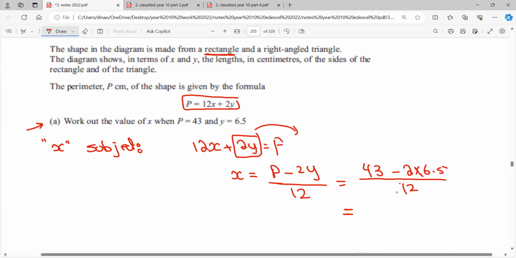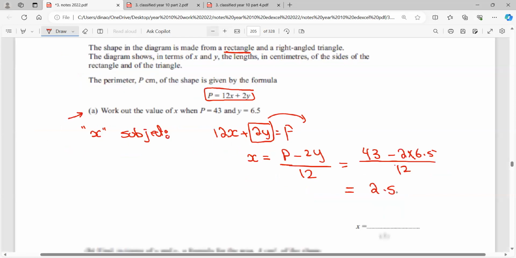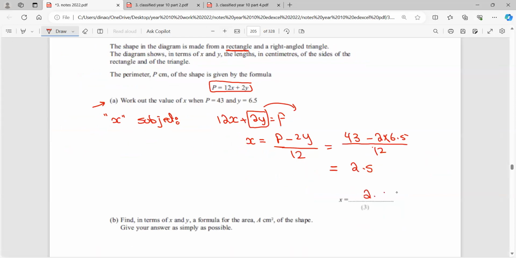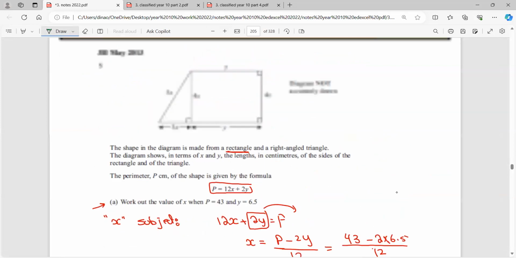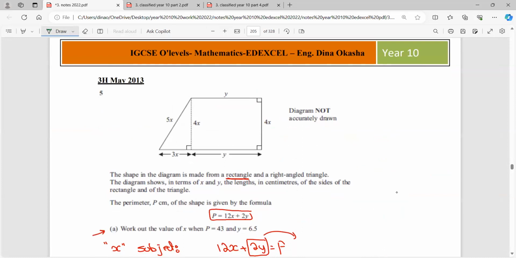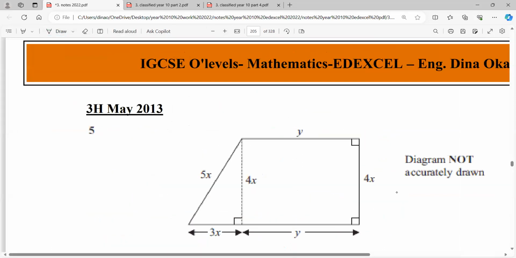43 minus 2 times 6.5, over 12. And then I will get an x value of 2.5. And please, guys, always remember to write your answer in the provided space over here in the dots. Now, question number B, I'm just going to solve it next to the diagram. Question B says, find in terms of x a formula for the area of the shape and give your answer as simplified as possible. I'm just going to solve it over here because I need the diagram with me.